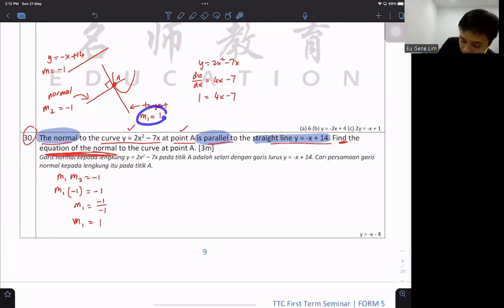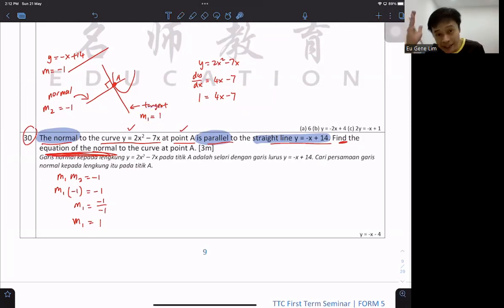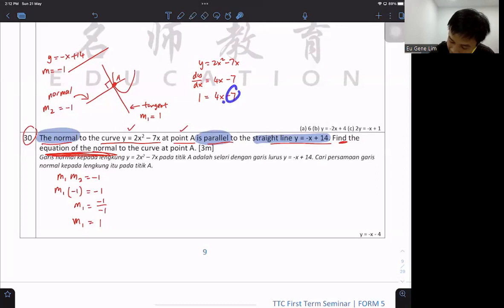Understand? Because just now we said already, dy/dx is m1, right? dy/dx is the tangent gradient, right? So you just put the 1 here. Then you put the 1 here, then you can find x. -7 bring over +7. So 1 plus 7 is 8. Divide by 4. So x equals 2.